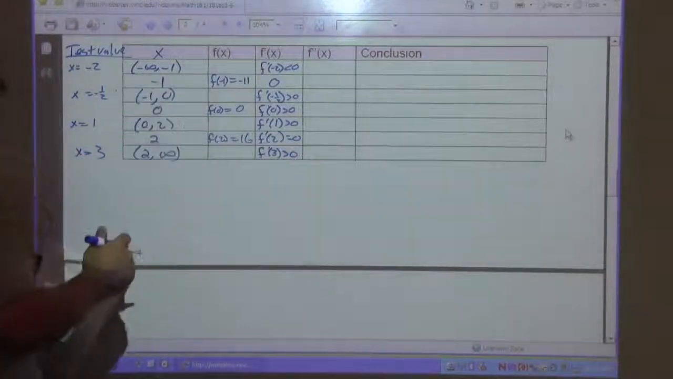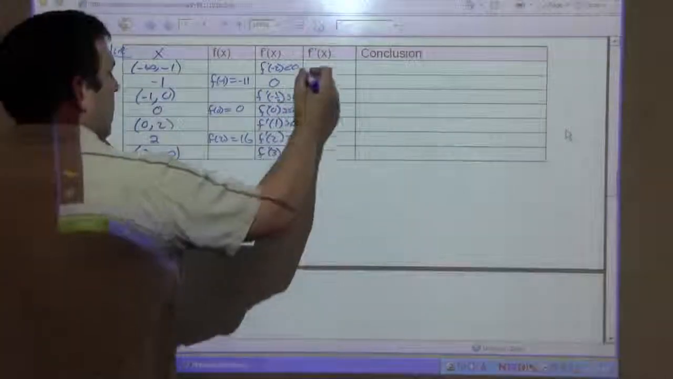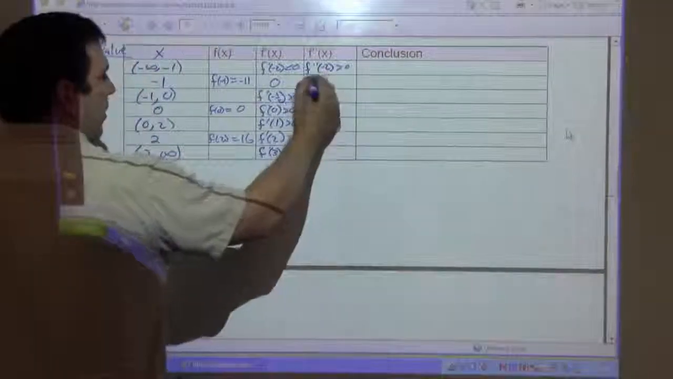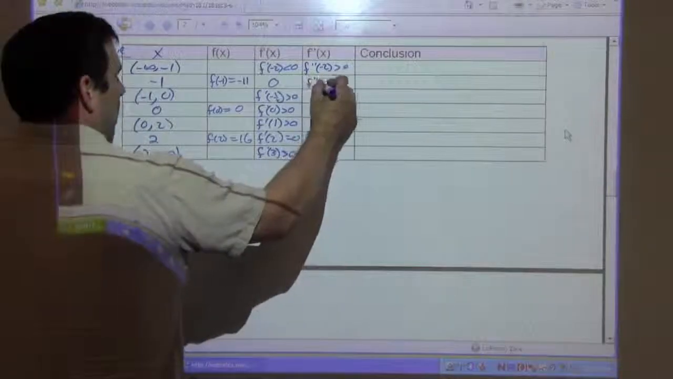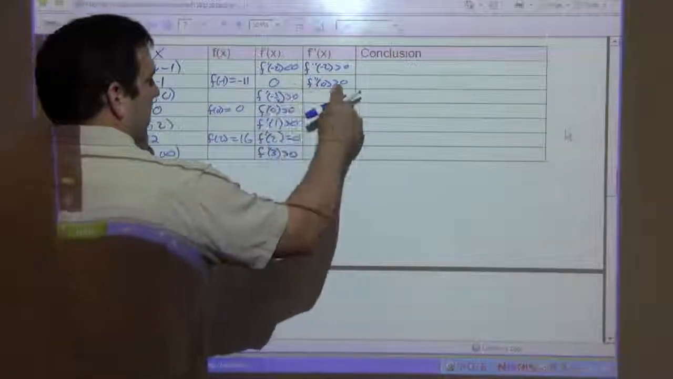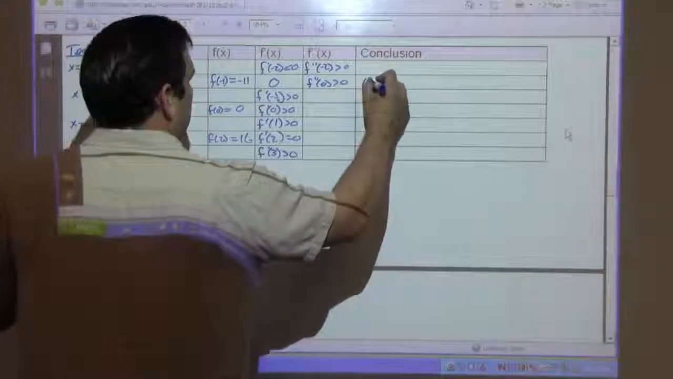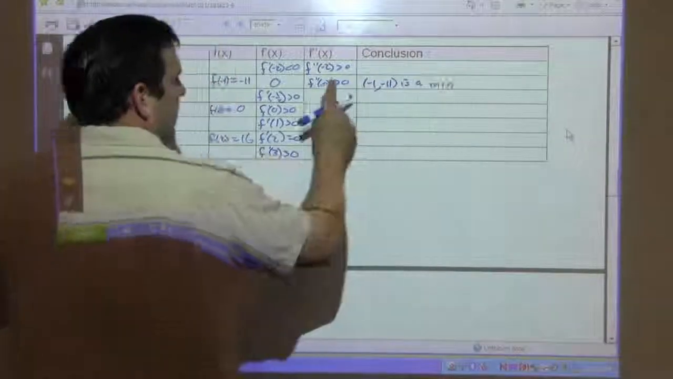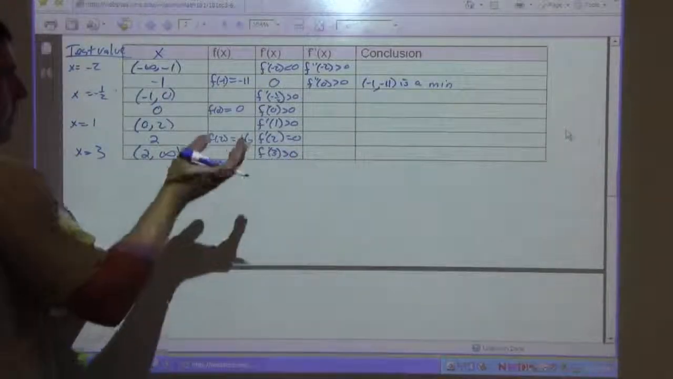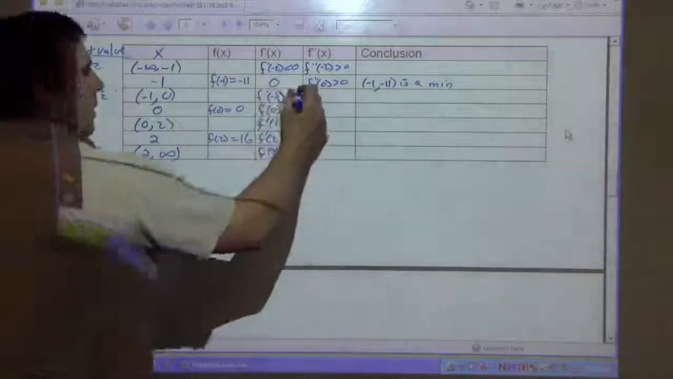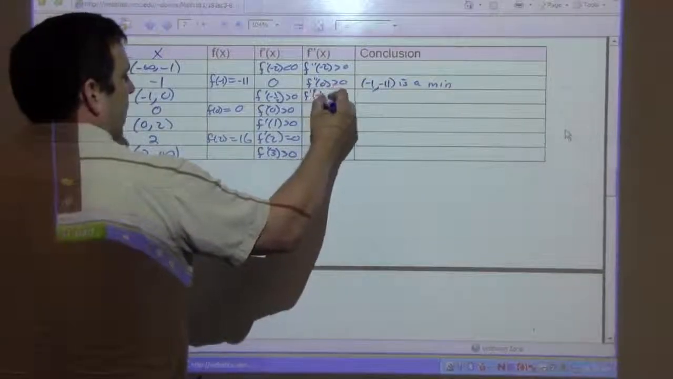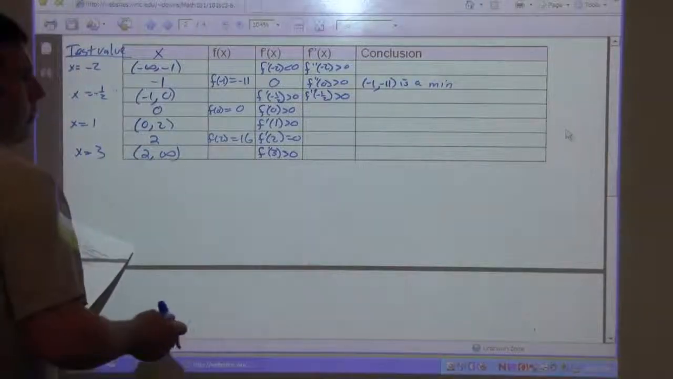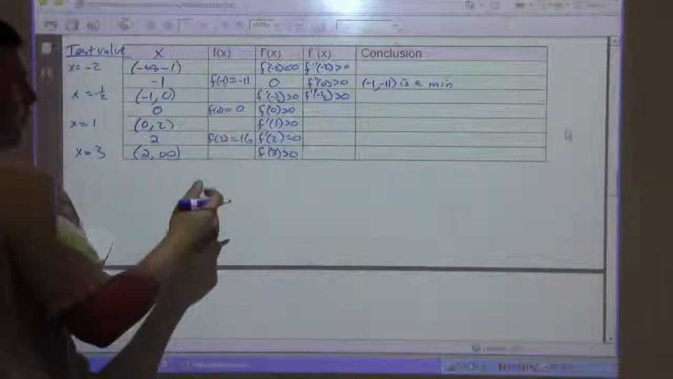Now f double prime of x, taking the second derivative, f double prime at -2 is positive, so that means we're concave up. F double prime at 0 is positive, which means this is a minimum value, because the second derivative is positive there. Means it's concave up. F double prime of -1/2 is positive. So continuing up the interval.